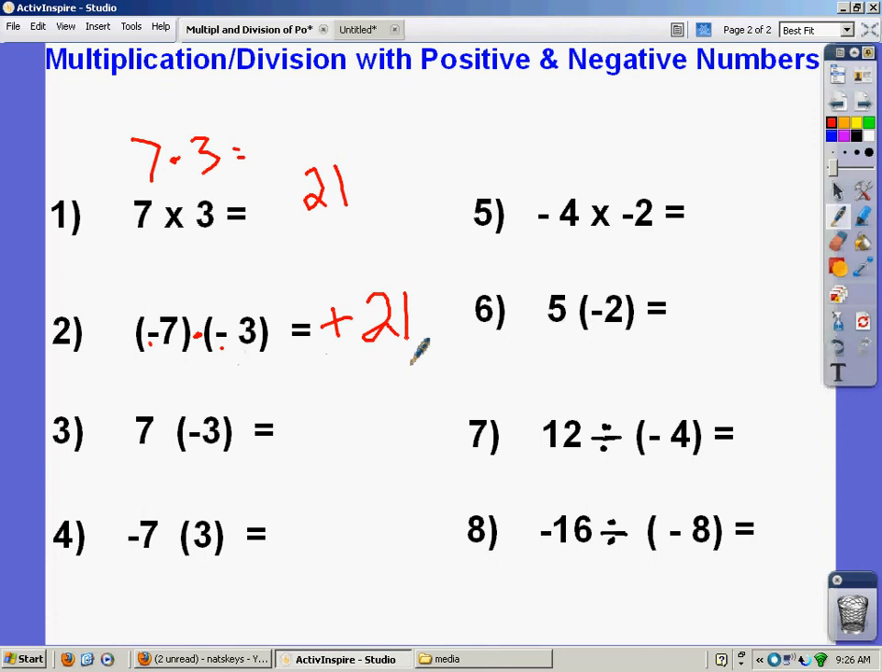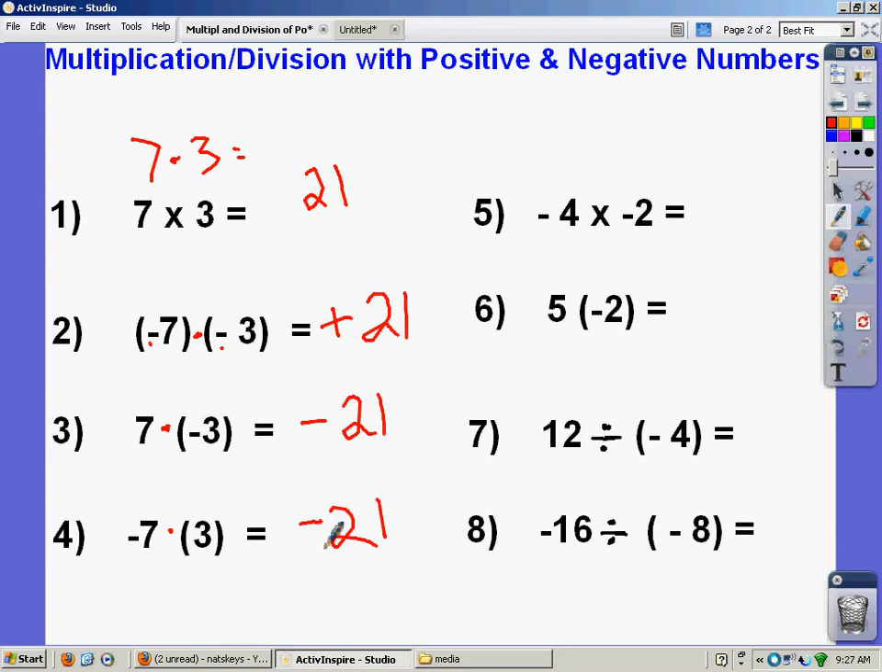Again, notice how example number 1 and example number 2 have the same answers, even though the original question was different. Example number 3, 7 times negative 3. Well, the signs are different, therefore the answer is automatically negative 21. Now, example number 4 is negative 7 times 3. Again, the answer is 21, and what kind of 21? It's negative because the signs are different.